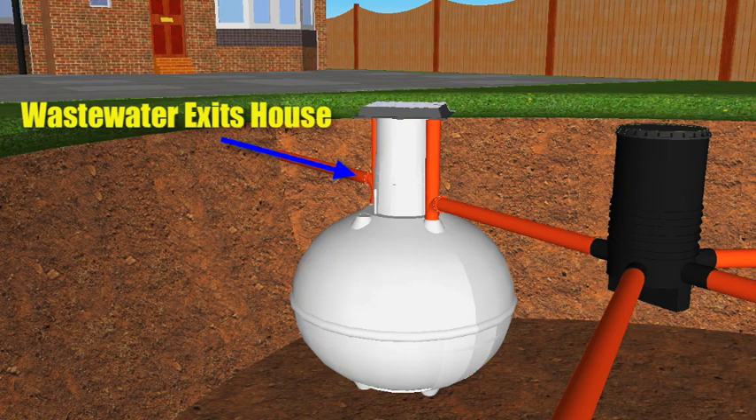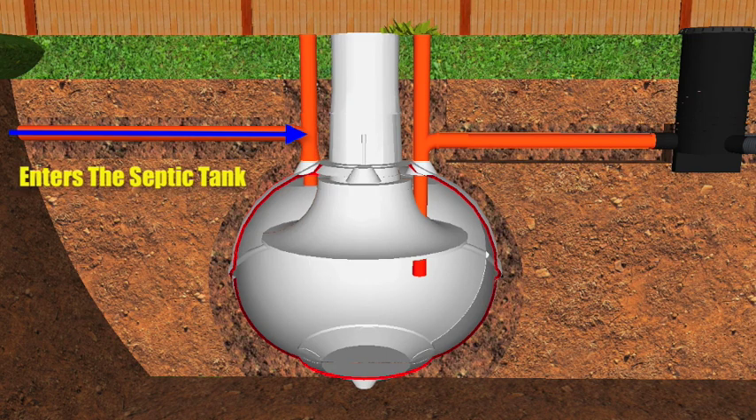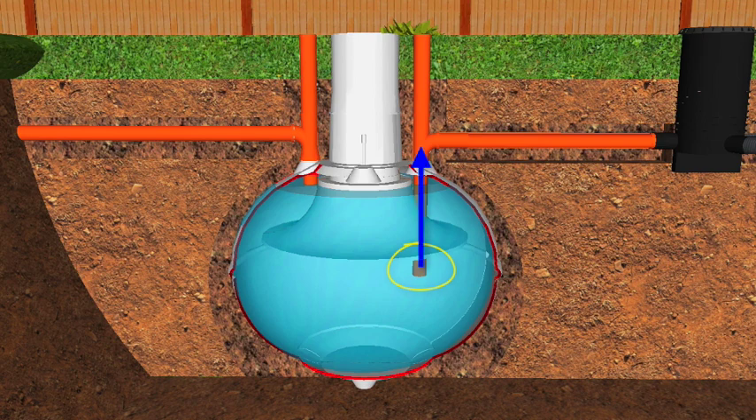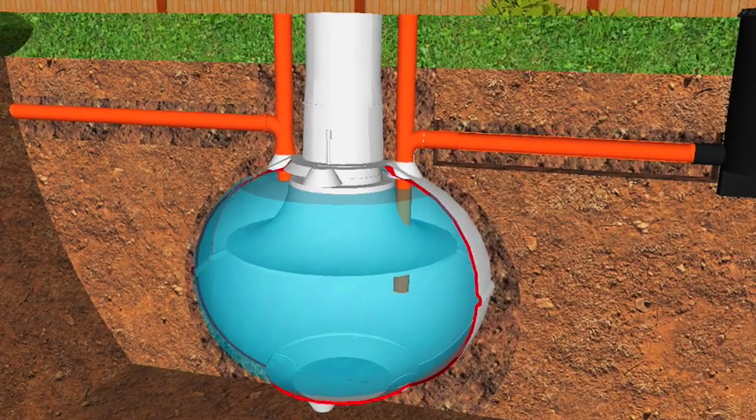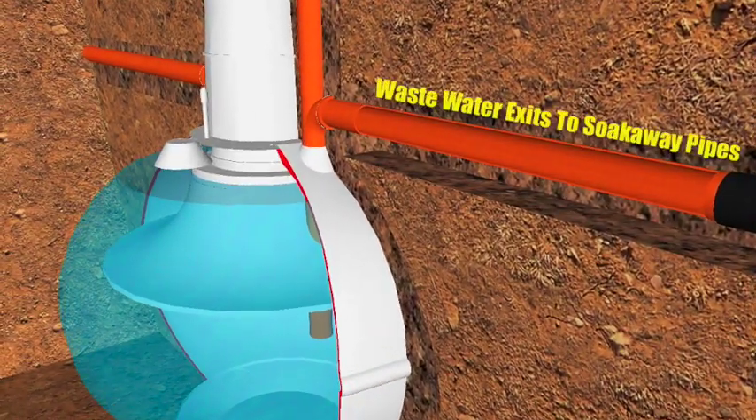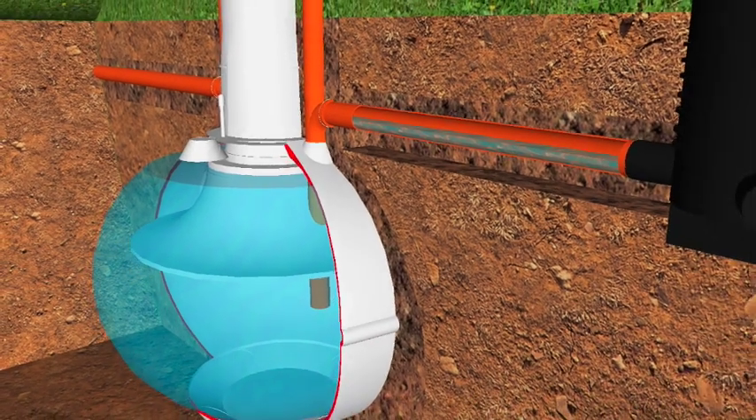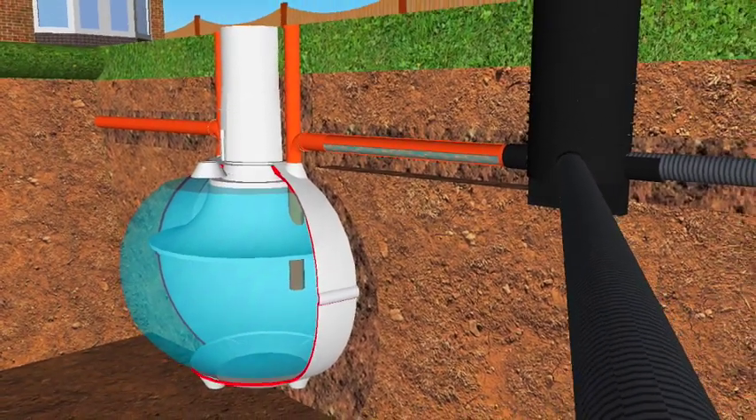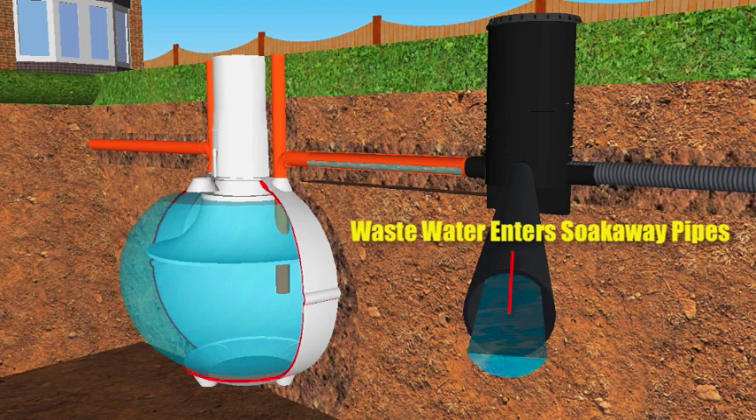The wastewater leaves the house and then enters into the septic tank. From there, the wastewater makes its way up through the outlet pipe of the septic tank and then makes its way from the septic tank towards the pipes that lead towards the soakaway. From there, the wastewater then makes its way down the pipes into the soakaway pipes, and then it drains naturally into the soil.